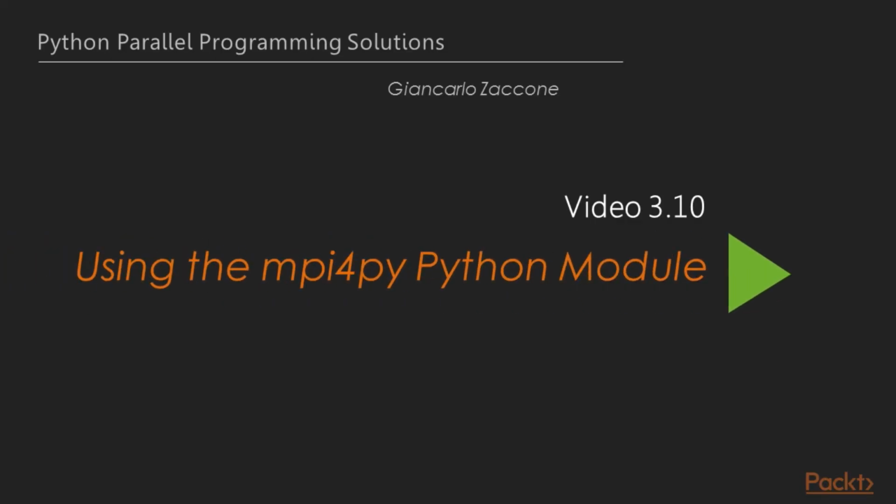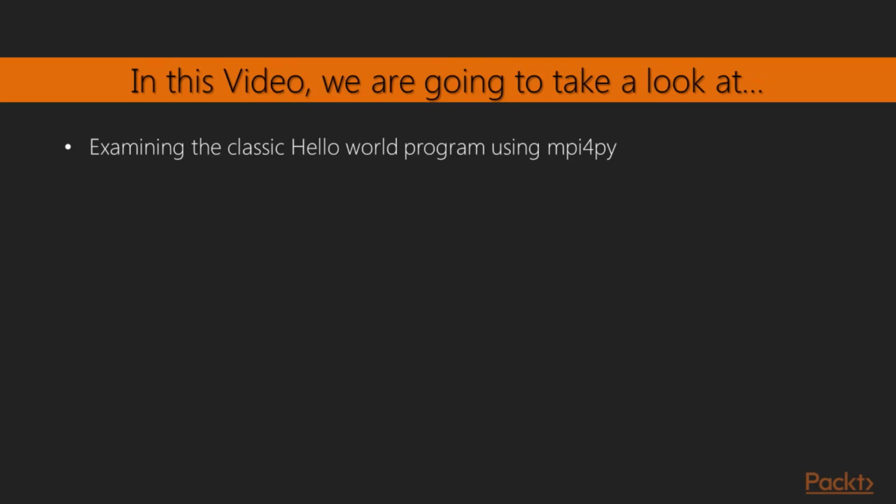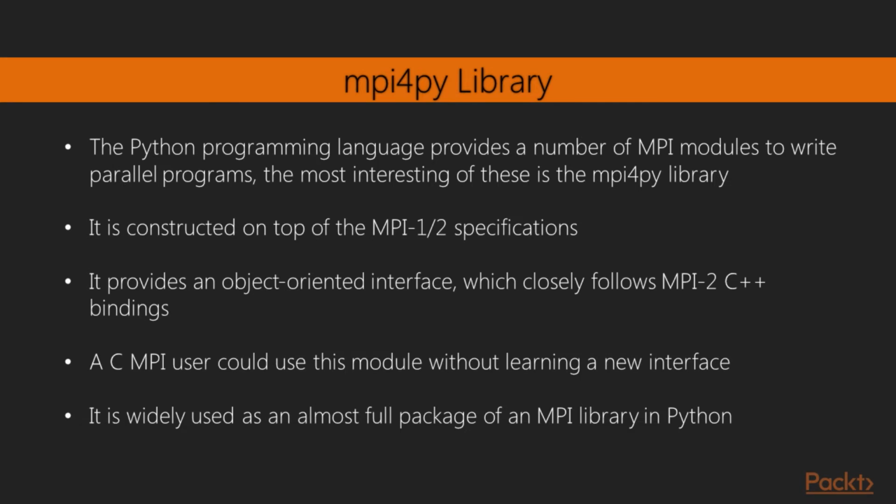In the previous video, we saw how to use a process pool. In this video, we'll see how to use the MPI4PY Python module. The Python programming language provides a number of MPI modules to write parallel programs. The most interesting of these is the MPI4PY library.